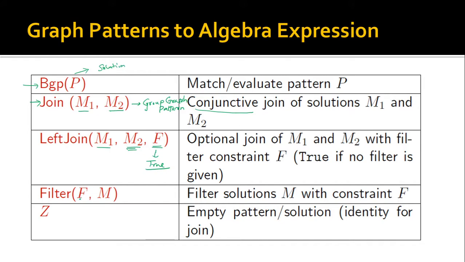Now you have filter. So basically you have a solution set and you have a filter condition. If you apply this filter condition on the solution set, you get a filtered result, right? And finally you have got an empty pattern, which is basically it acts as an identity of the join. So if you join say M1 with Z, what you will be getting? You will be getting M1 itself, right? So it is acting as an identity of the join operator, right?